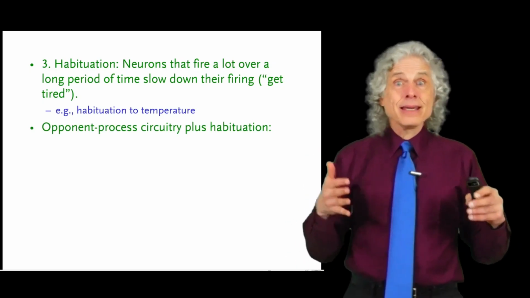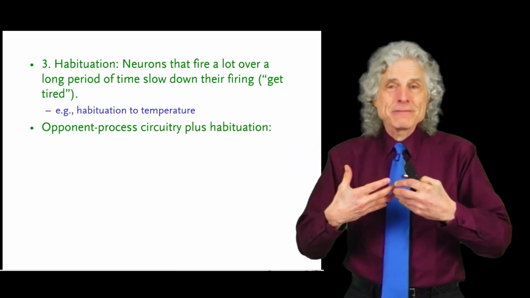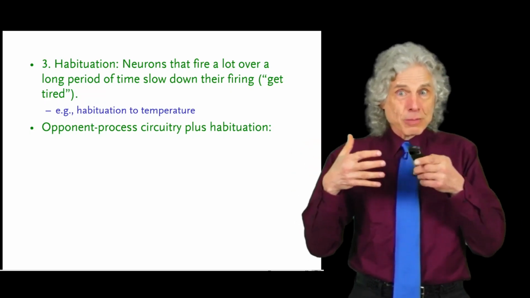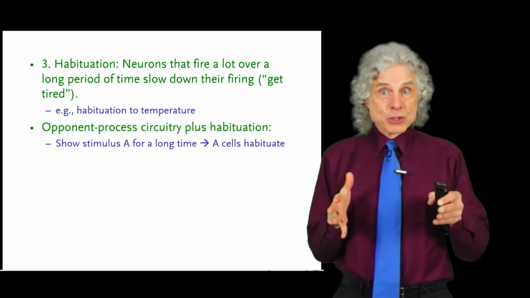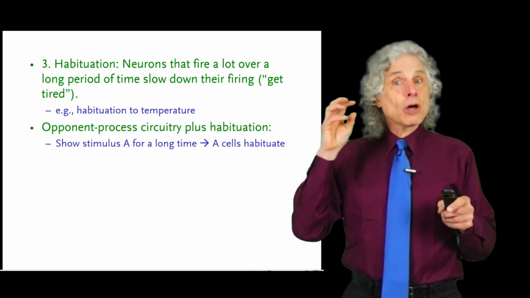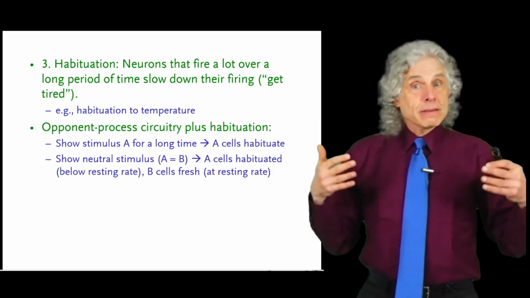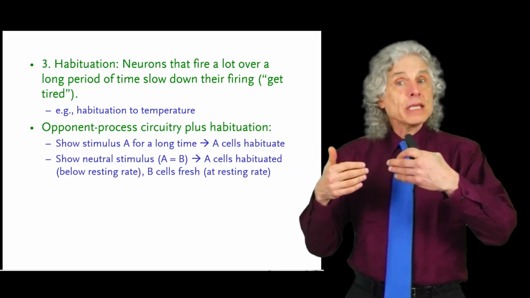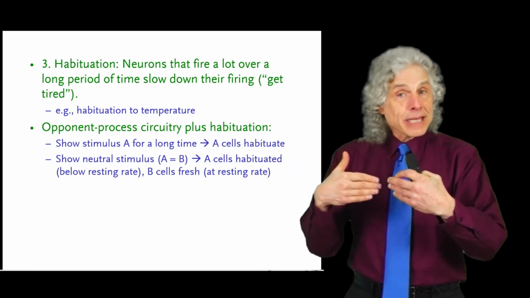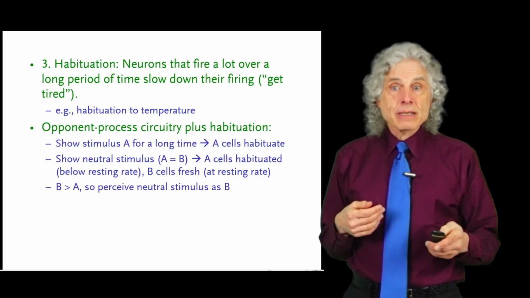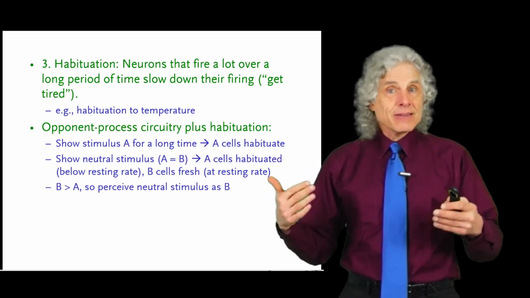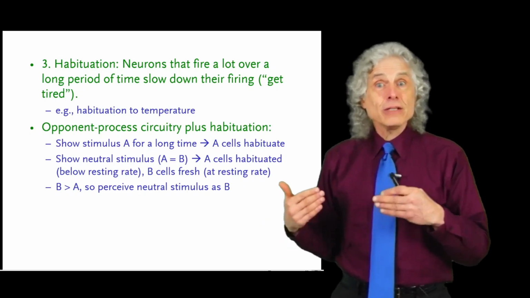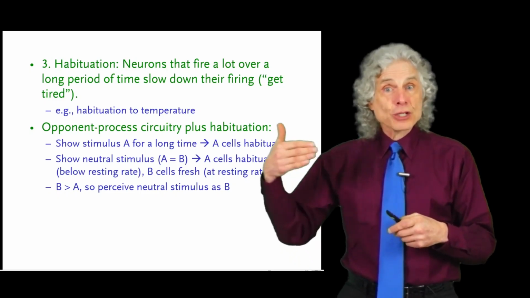Again, I'm going to ask you now to take a mental leap and to combine two different concepts that I have explained. So now I want you to combine opponent process circuitry, the topic of the previous discussion, with habituation. Okay, well, I hope your minds can handle that combination. And here's the way these demonstrations work. You show people a stimulus A for a long period of time, long enough so that the A cells habituate. In an opponent process circuit, what this means is that the B cells, that is the inputs from the opposing quality, which inhibit the same cell that the A's excite, now with a neutral stimulus, equal amounts of A and B, because the A has been habituated, even though the inputs have equal amounts of A and B, the B predominates because the B inputs have not been habituated, and so you will perceive the neutral stimulus as B because of the habituation of one of the two qualities.